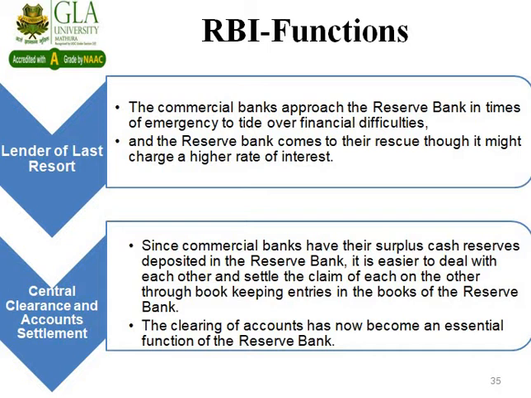Another is central clearance and account settlement. Since commercial banks have their surplus cash reserves deposited in the Reserve Bank, it is easier to deal with each other and settle claims on each other through bookkeeping entries in the books of the Reserve Bank. Say for example, if I have two accounts with the same bank and need to transfer from one account of mine to another, it is not necessary that I withdraw from one account and then deposit in the second account.